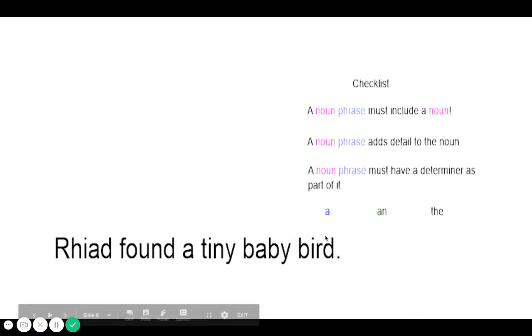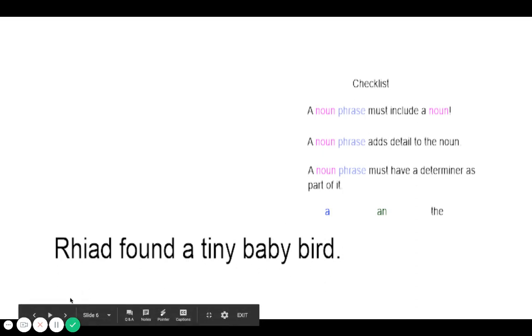Let's check over here for bird. Do I have any other extra information about my bird? Well, I do actually. I know that it's a tiny baby bird. So that's extra information or more detail about the bird. And if we look at the third part of our checklist, a noun phrase must have a determiner as part of it. Do we have a determiner here? We absolutely do. We've got a. So a tiny baby bird. This is our noun phrase right now.